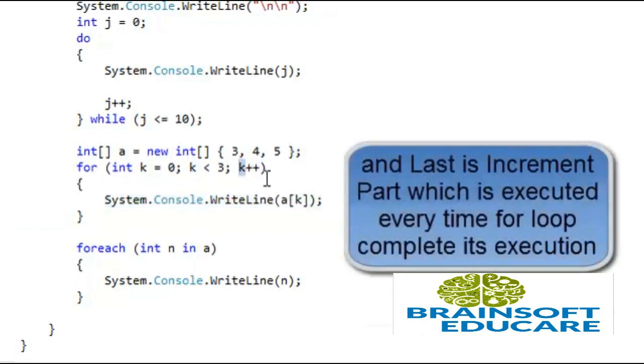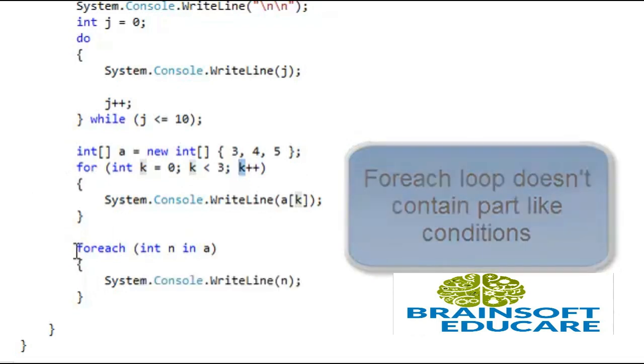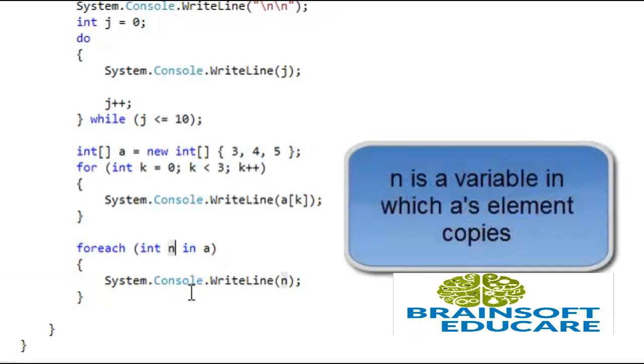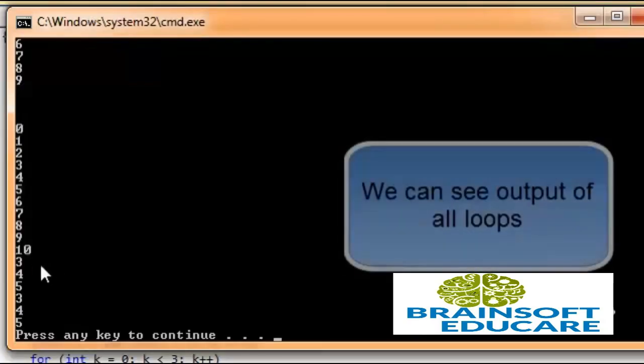For each loop is used to display each content of array or a list. This for each loop will display all the content of an array. So let's run it. You can see all the output of all loops.